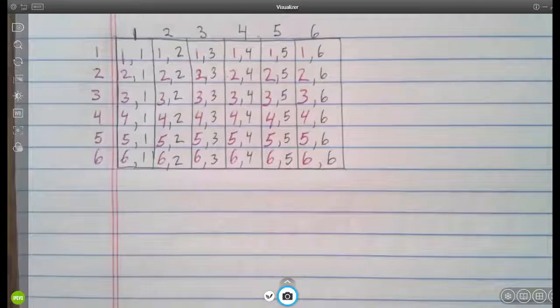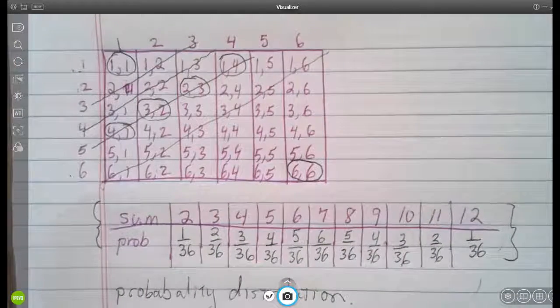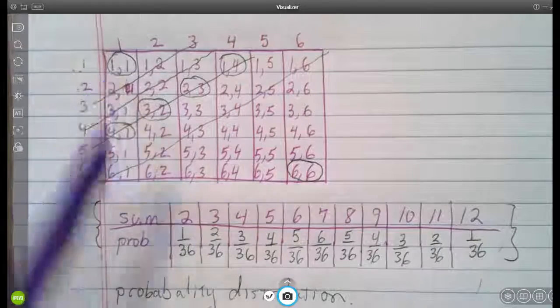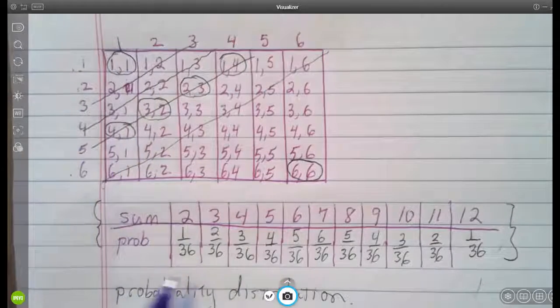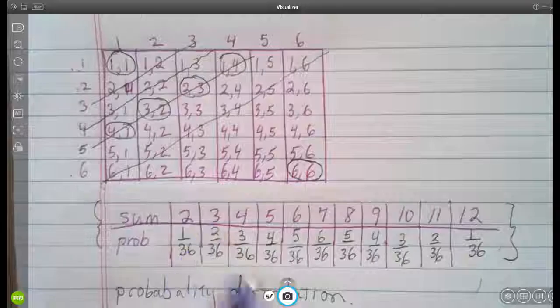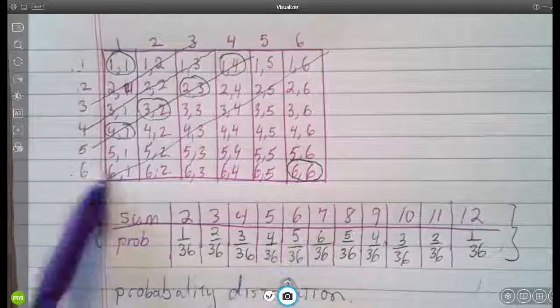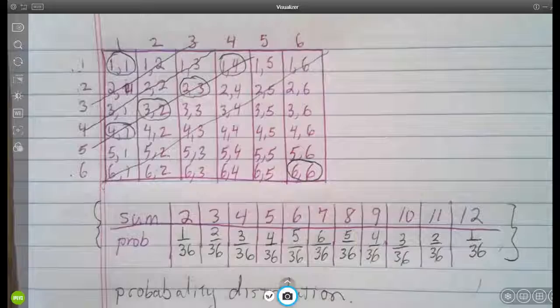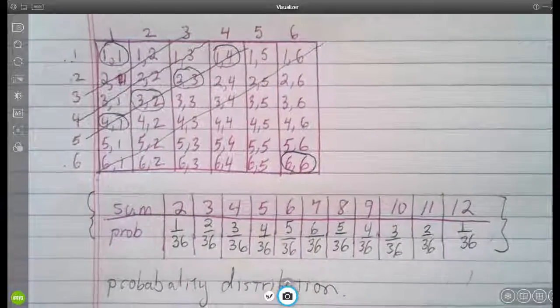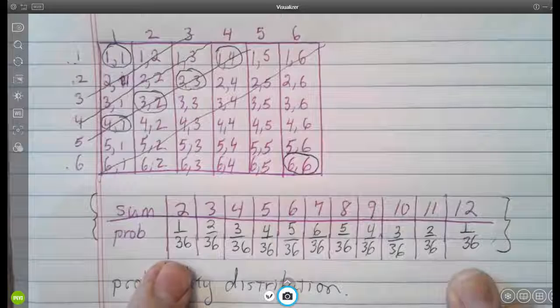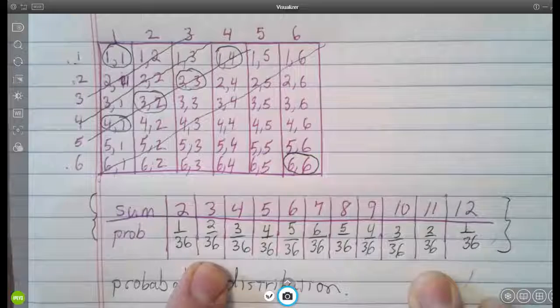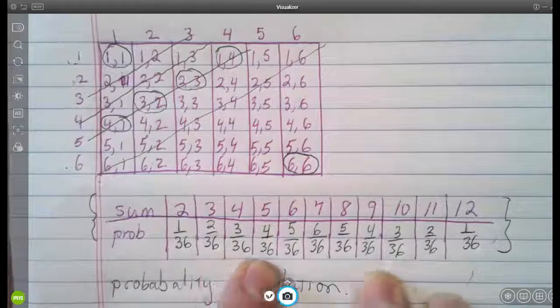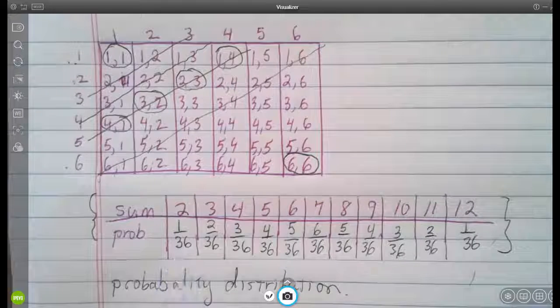If we were to mark up our table, we could count all of these up. One way of the 36 to get a sum of 2, 2 ways out of the 36 to get a sum of 3, etc. The most likely is a sum of 7. There are 6 ways of doing that. And then we notice that there's really quite a bit of symmetry here. The 1/36 agrees for both the sum of 2 and 12, 2/36 for the sum of 3 and 11, etc., all the way through that table. So this is symmetric, but it's certainly not equally likely.